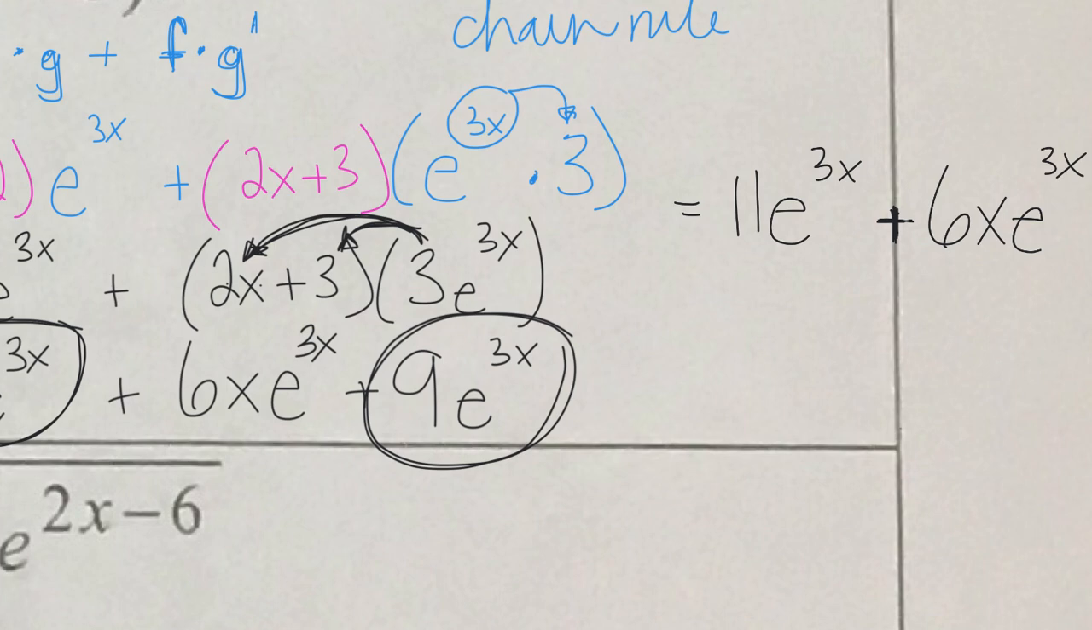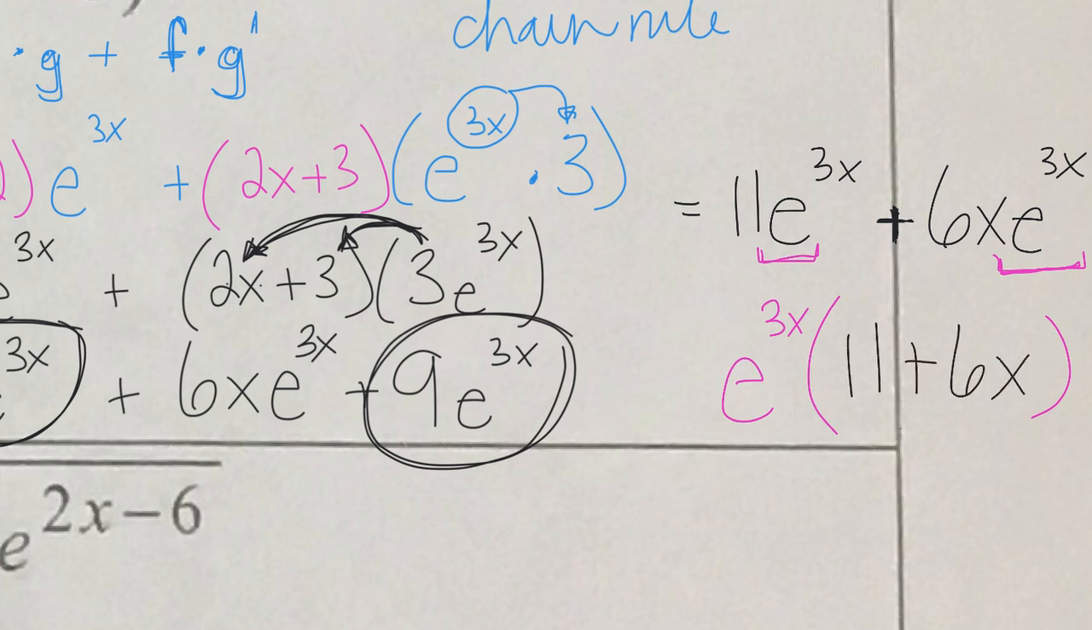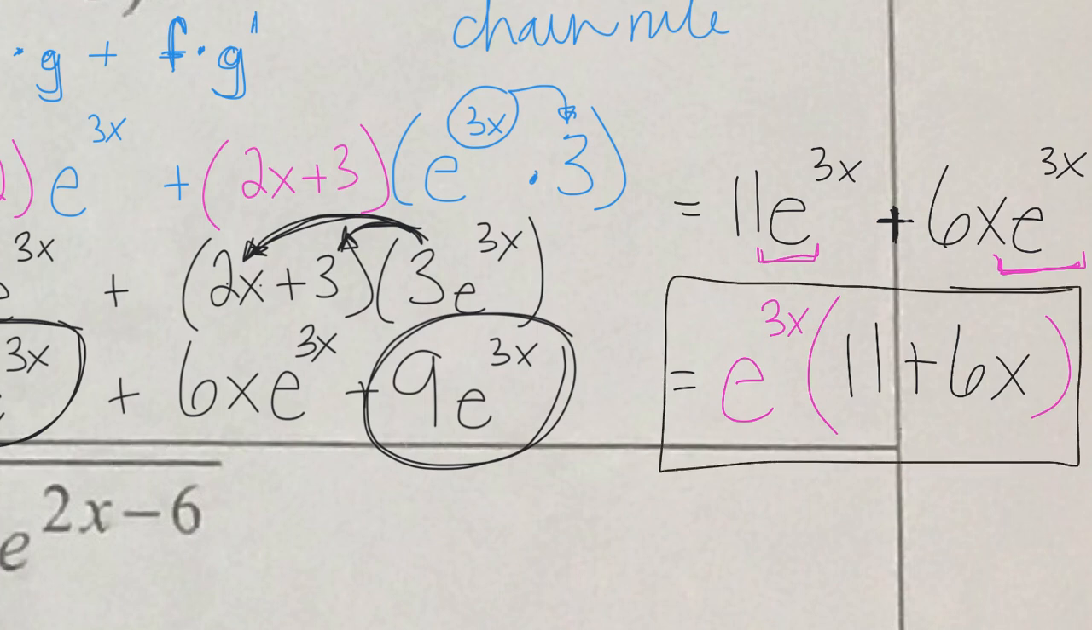Okay, and then the last step in our algebraic simplification is to notice that both of these terms are multiplied by e to the 3x. So you just take out e to the 3x. So we are going to factor e to the 3x out of both of these terms, and I end up with 11 plus 6x times e to the 3x. Okay, all that algebraic simplification to get this nice, handsome little answer.